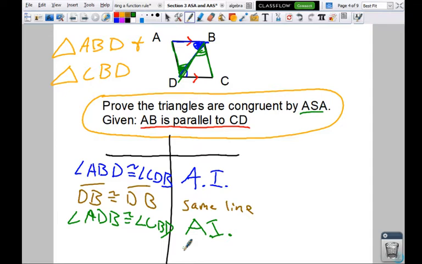Wouldn't there be alternate exterior sometimes? Not usually on these kind of triangles. We might run into one or two, but not very often. Usually they're alternate interior. What else would they be? We could have same side interior or vertical. Those are kind of the big ones. Alternate interior is a big one, vertical is a big one, and sometimes same side interior.